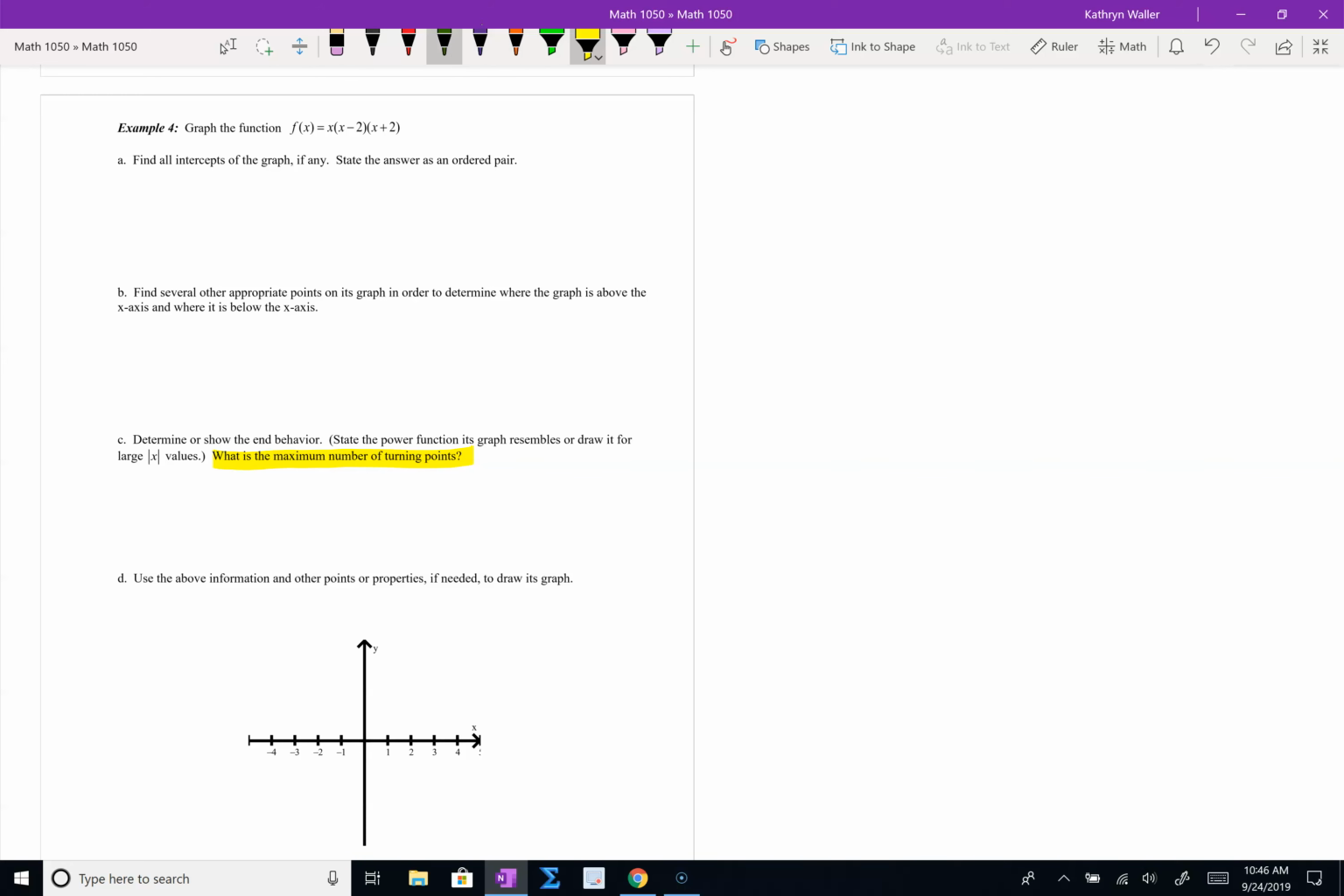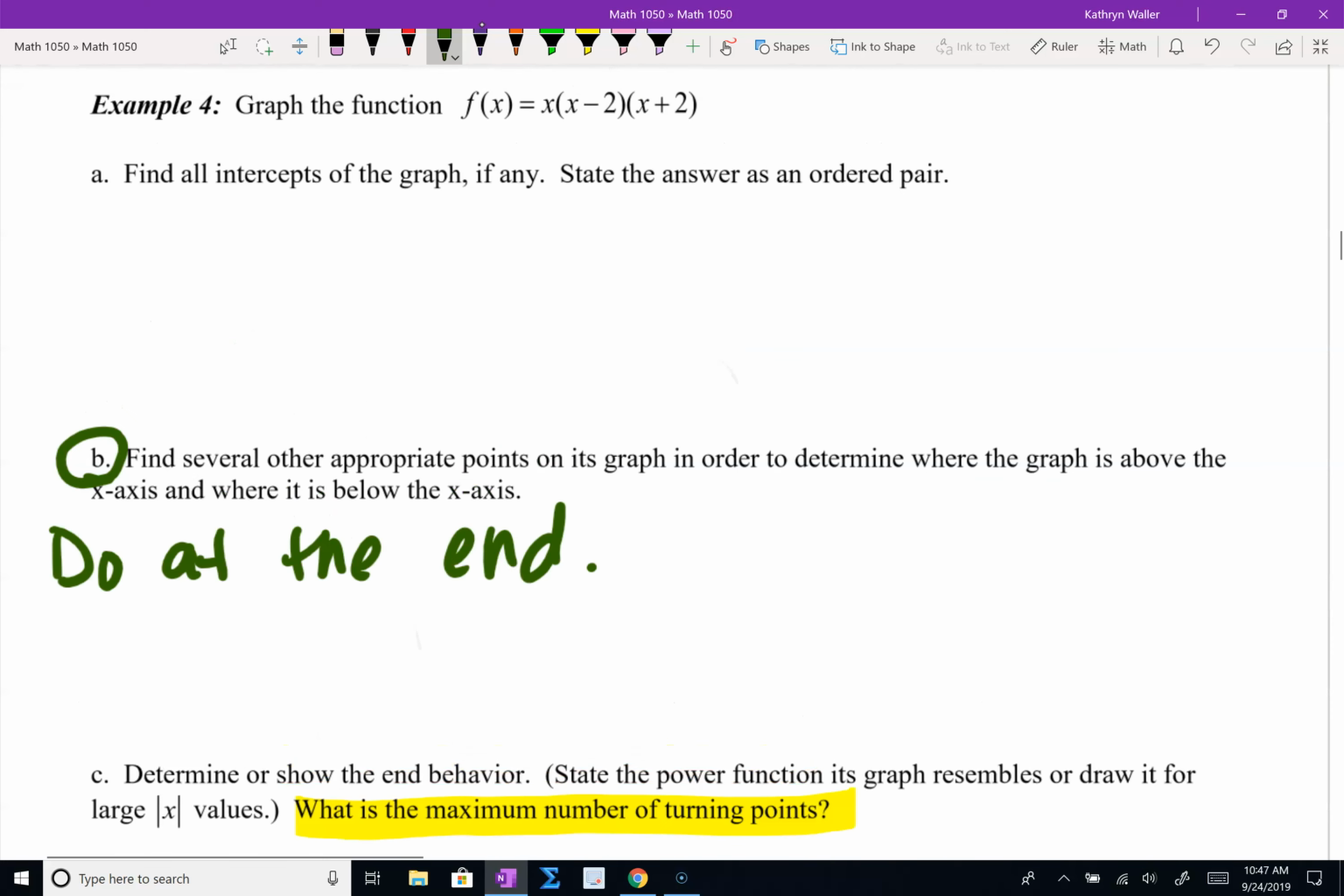Okay, see this question B right here? I want you to circle it, and write a note to yourself that says, do at the end. So skip it and do it at the very end of the problem, okay? And you'll see why in a second.